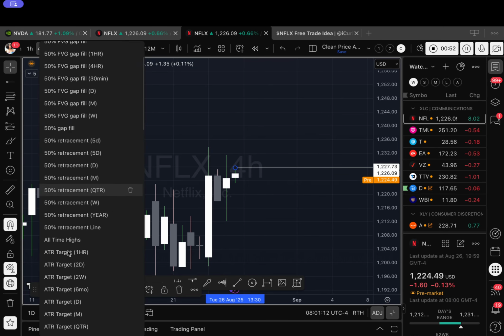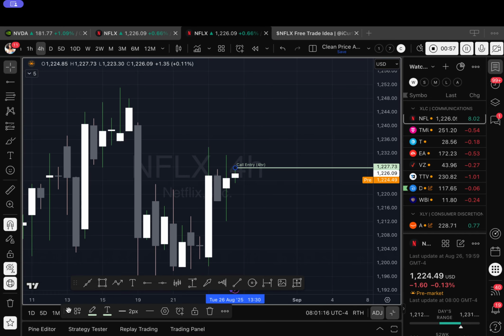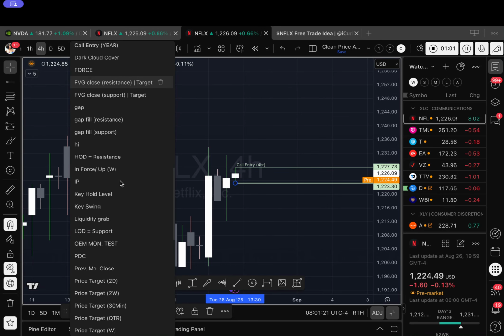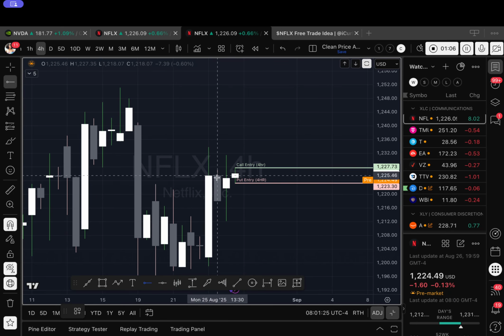So we do have our 4 hour call entry here. And the same thing for the puts. We do have our 4 hour put entry because it is an inside 4 hour candle. So let's go ahead and label that as such. And now we need to figure out what our magnitudes are.